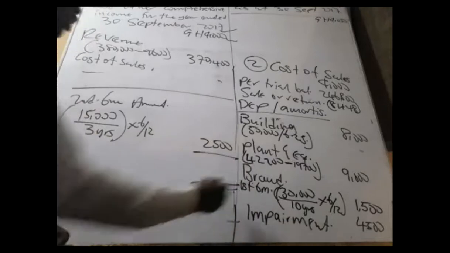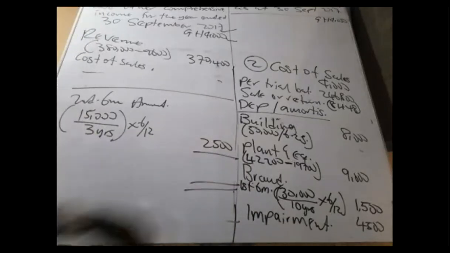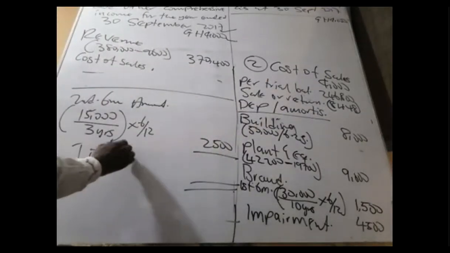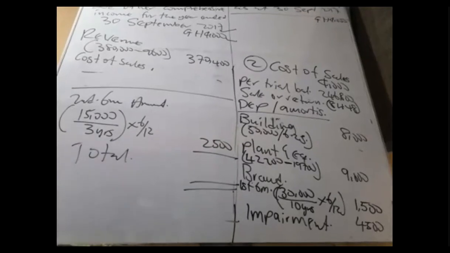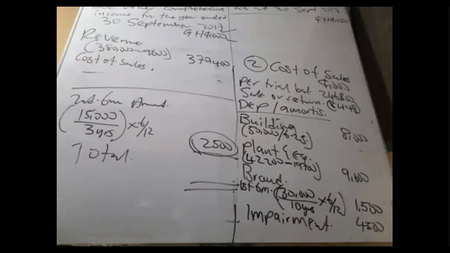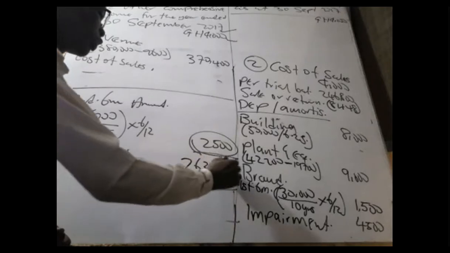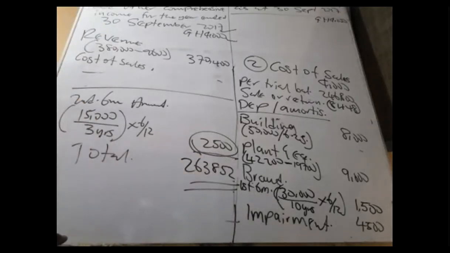Finally, add the cost of sales together for me, starting from here up to here. Total, taking to the P&L. That is all. This question, it was the cost of sales that posed a challenge. So can you let me have the total when you are done? So finally, we get something like 263,852.